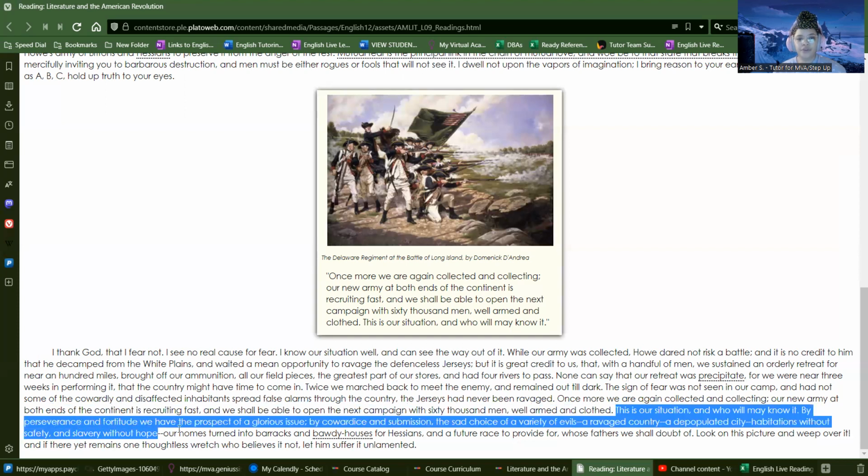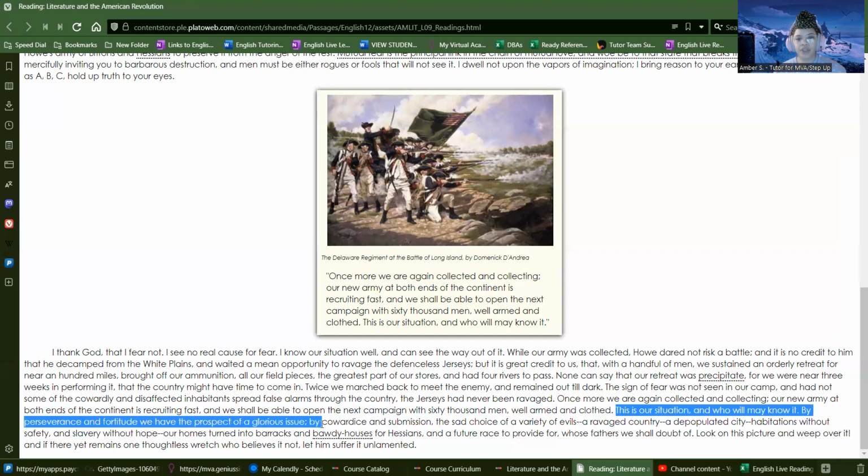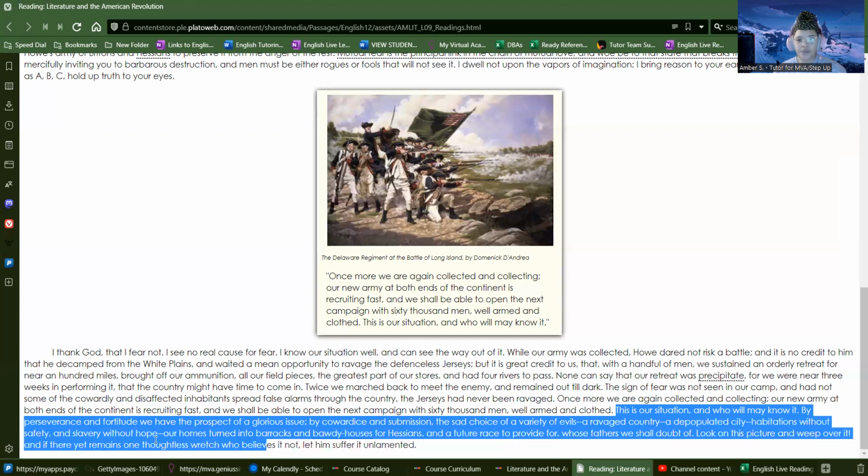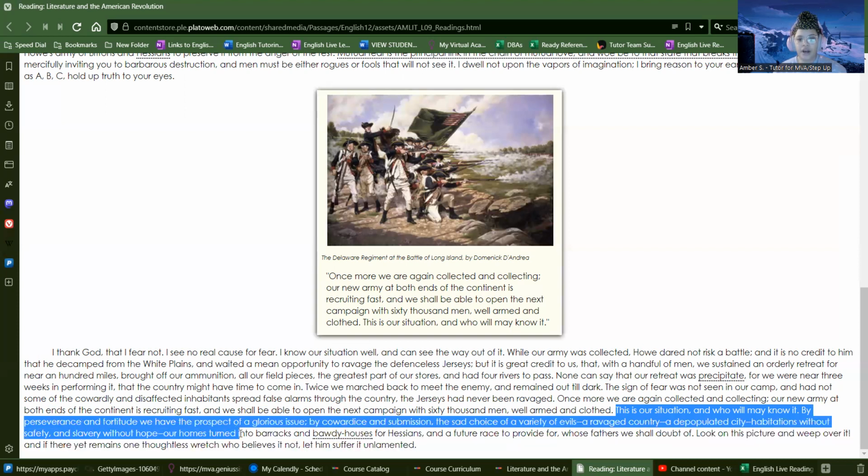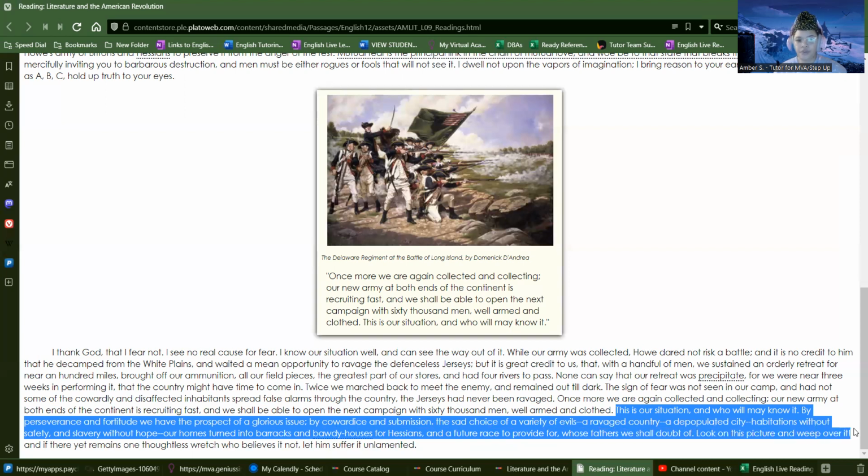By perseverance and fortitude, we have the prospect of a glorious issue. By cowardice and submission, the sad choice of a variety of evils, a ravaged country, a depopulated city, inhabitants without safety and slavery without hope, our homes turned into barracks and bodyhouses for Hessians, and a future race to provide for, whose fathers we shall doubt of. Look on this picture and weep over it. And yet, if there remains one thoughtless wretch who believes it not, let him suffer it unlamented.